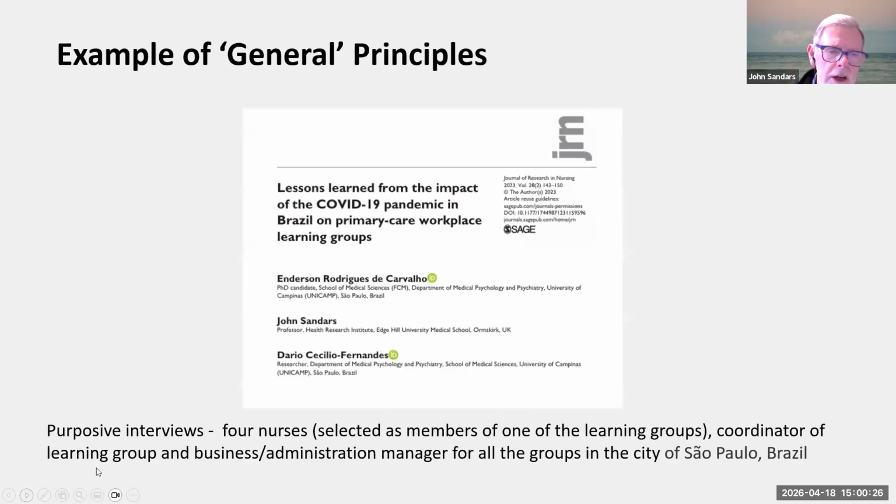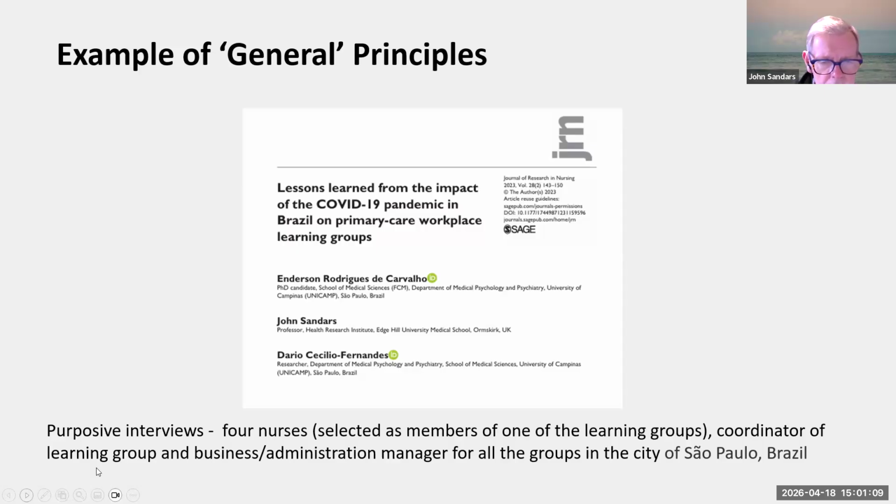We also have this idea of general principles. So I was involved with doing some work with colleagues in Brazil, and they have a unique system called primary care workplace learning groups. So these groups meet regularly, and they have a facilitator, and they meet face to face on a regular basis. But it was heavily disrupted because of the COVID-19 pandemic, but they still continued to work. And that's what they were interested in beginning to understand.